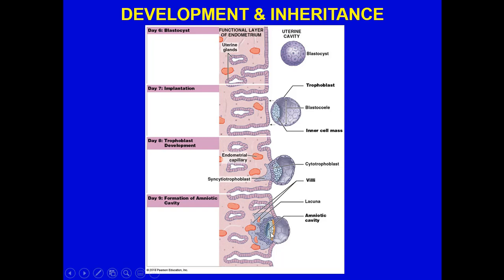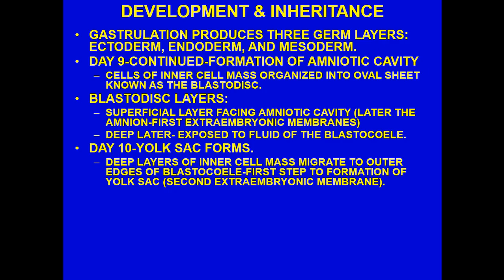Here is the amniotic cavity. Remember that you still have the blastocoel here. This outer layer here is still the trophoblastic cells. Why is this going on? Because you have to set up certain early stages to eventually have successful formation of things like the amniotic cavity, the yolk sac, and other structures that are referred to as extra embryonic membranes.